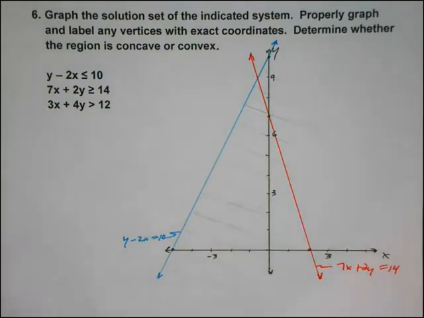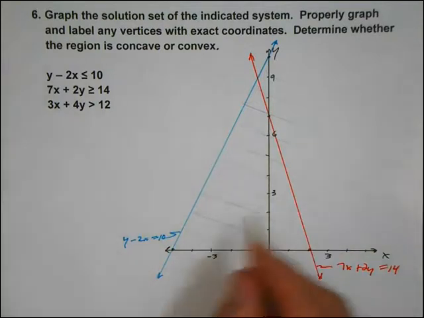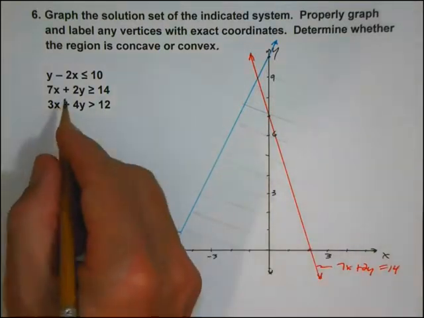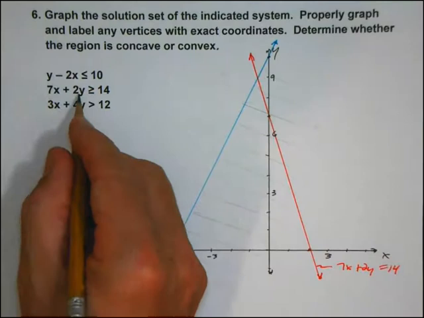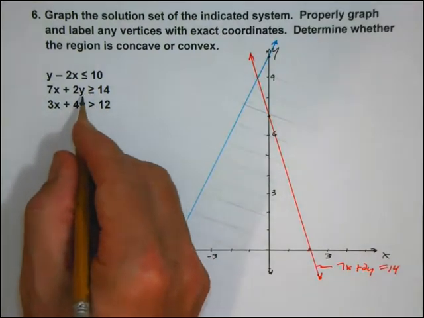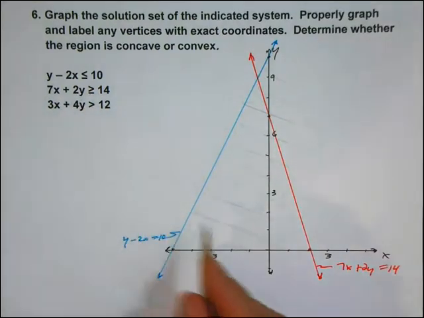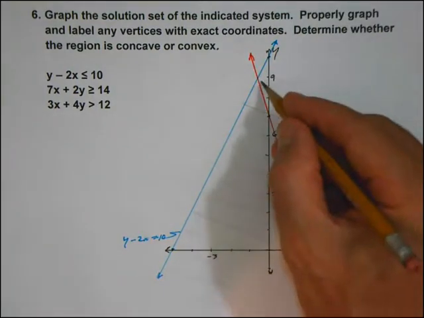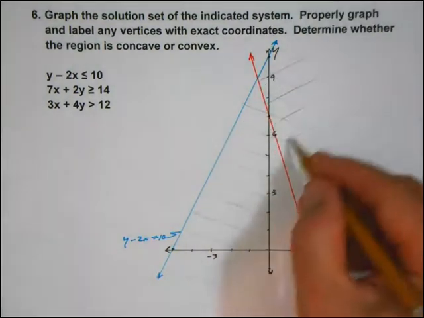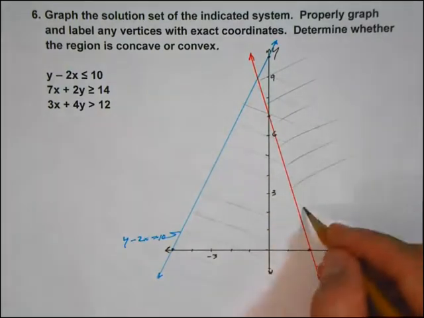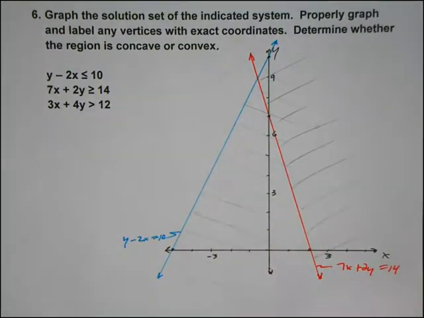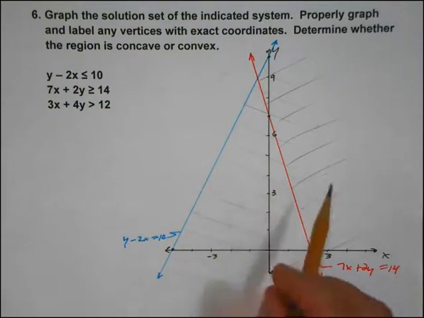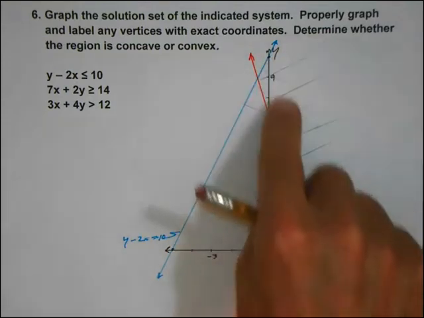Now, which side of the line is shaded here? Could test 0, 0. That makes this side 0 greater than or equal to 14. That's false. So it's not the 0, 0 side of the line. It's this other side of the line that gets the shading for this one. So far, the solution set is out here.